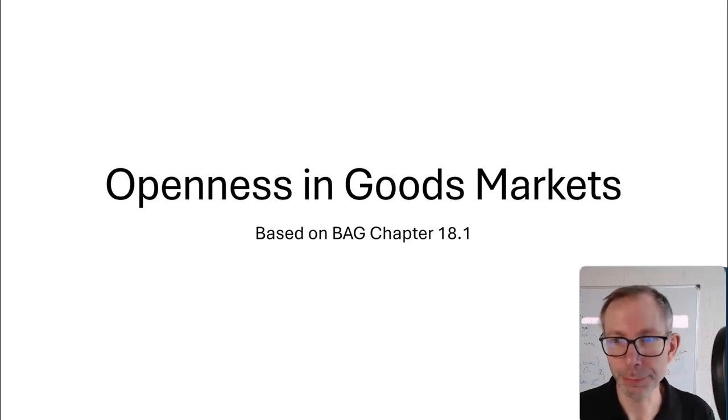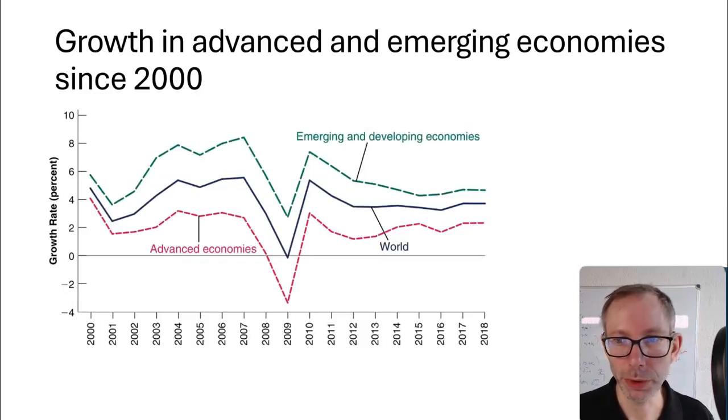And now that we have accomplished that, as an extension, we open up the economy, because for many policy issues that we see in the real world, that is going to be, of course, quite important. So we're starting with openness in the goods market. But since this is the first part of chapter 18, we'll also do a more general introduction to chapter 18.